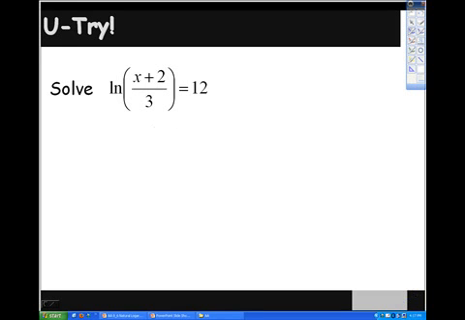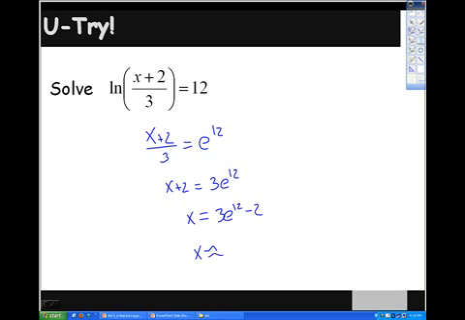Okay, what we have here is (x + 2)/3 = e^12. So x + 2, if I multiply both sides by 3, equals 3e^12. And then if I subtract 2, x equals 3e^12 - 2. Let's get that in a calculator and see what it is. I've got 3 times e to the 12th, and then I'm going to subtract 2. I got approximately 488,262.4.